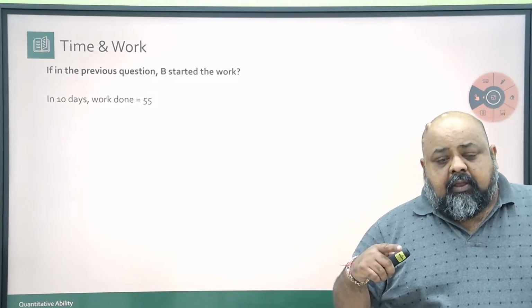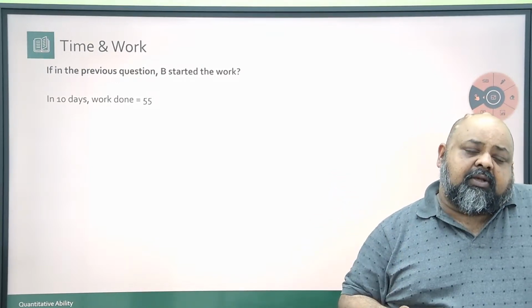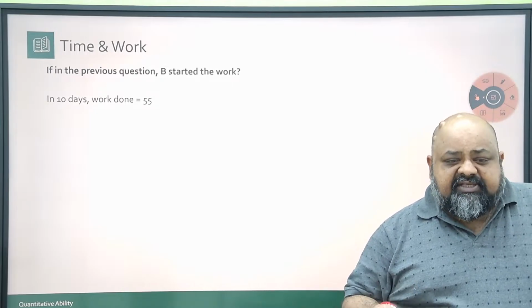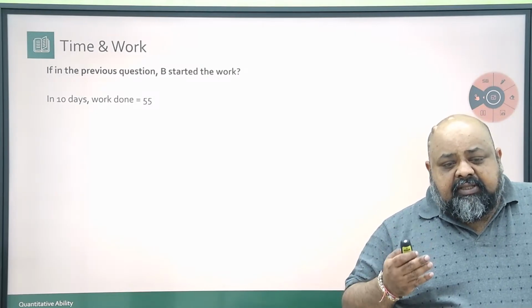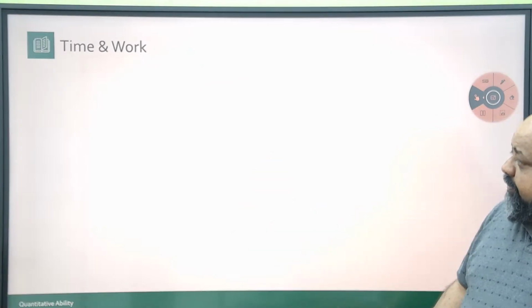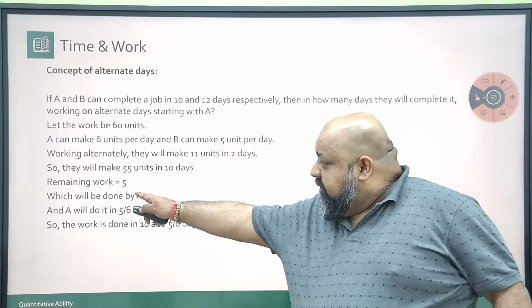So on day 1 B will come to work. B will do 5 units of work. On day 2 A will work 6 units of work. 2 दिन में 11 यूनिट, 10 दिन में 55 यूनिट्स. यहाँ तक तो nothing changes. Till this point nothing changes.